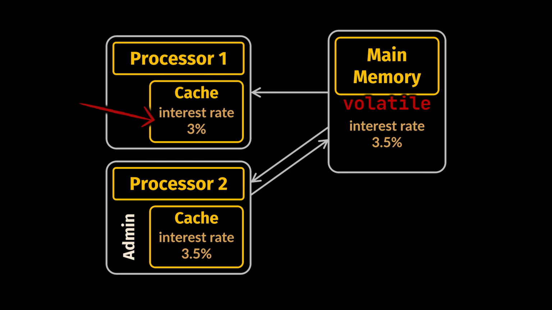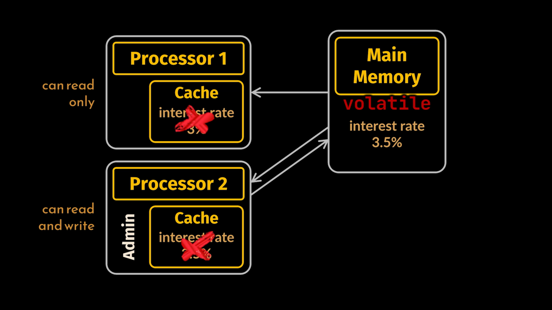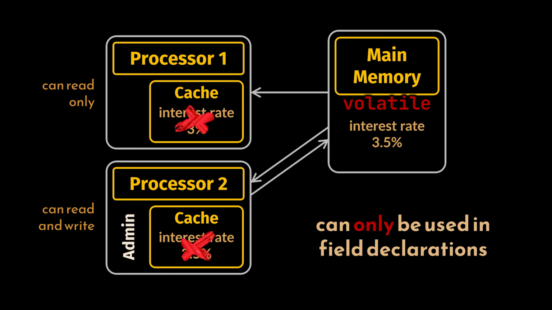How will volatile solve the issue? Well, the volatile keyword ensures visibility without mutual exclusion, which means that volatile variables are never cached, hence reads are done from the main memory directly. So, the thread must reconcile its working copy of the field with the primary copy every time it accesses the variable. In this example, only the admin processor can change the shared variable. However, we may have more than one thread reading it, so we need visibility. Also, note that volatile can only be used in field declarations. So, methods, classes, local variables, and parameters cannot be declared as volatile.